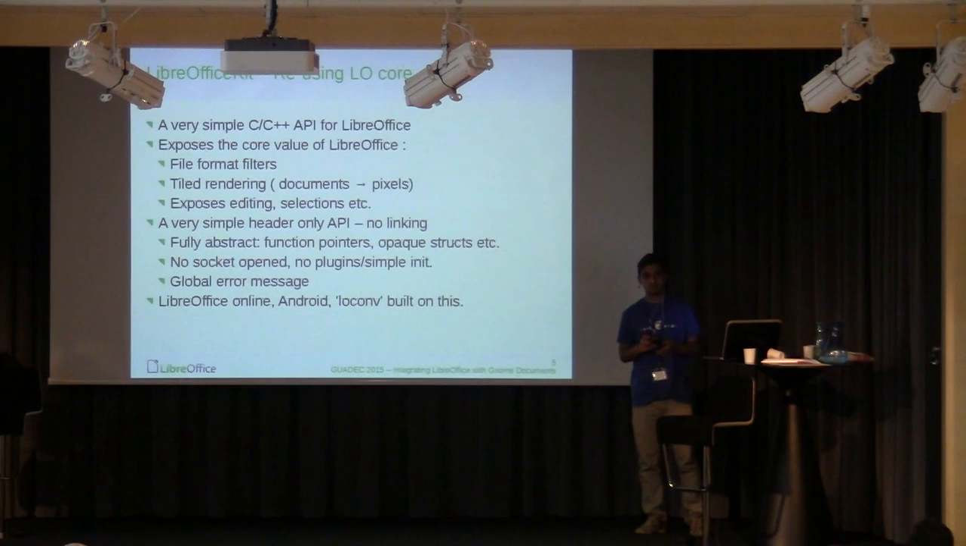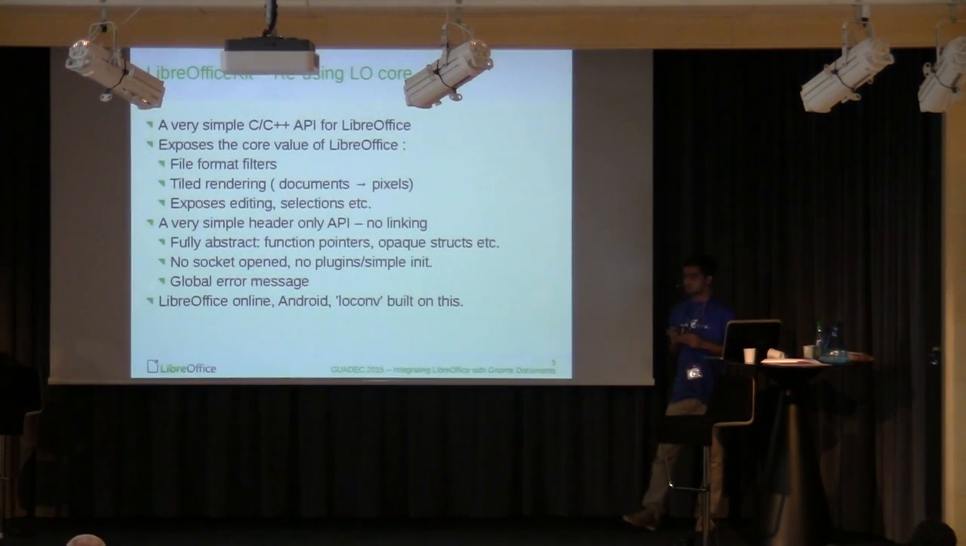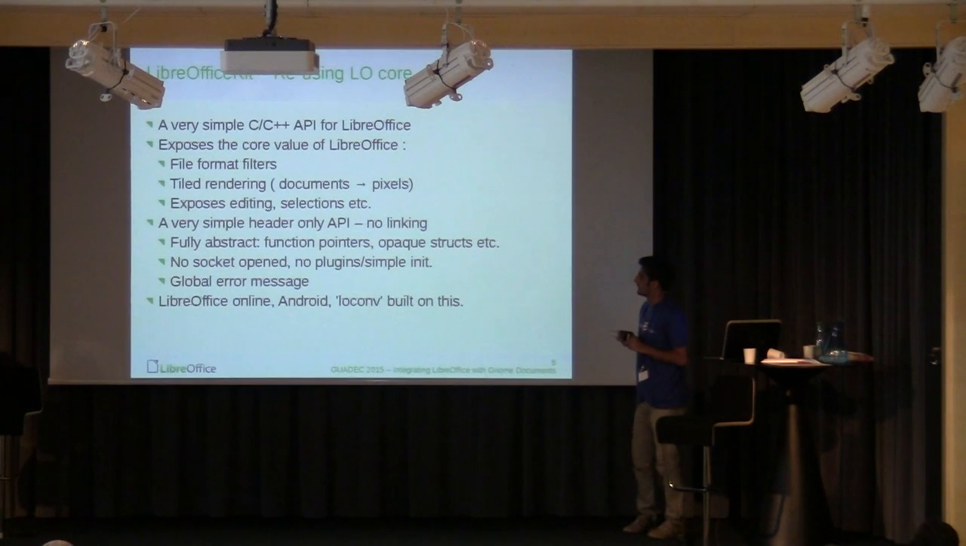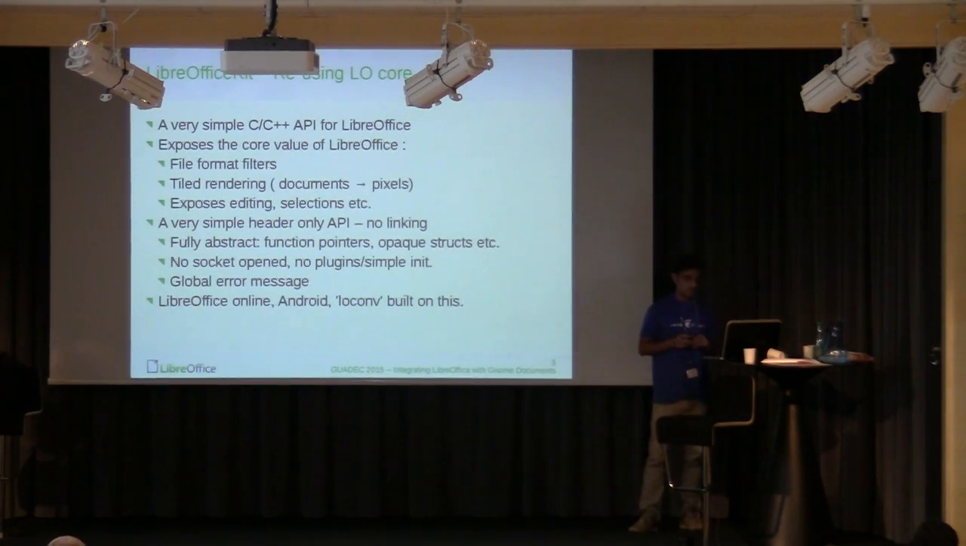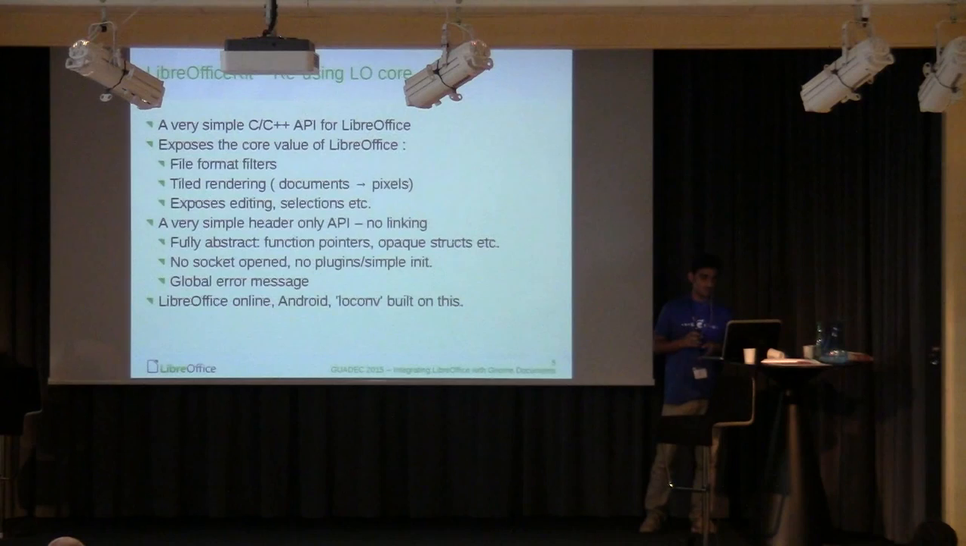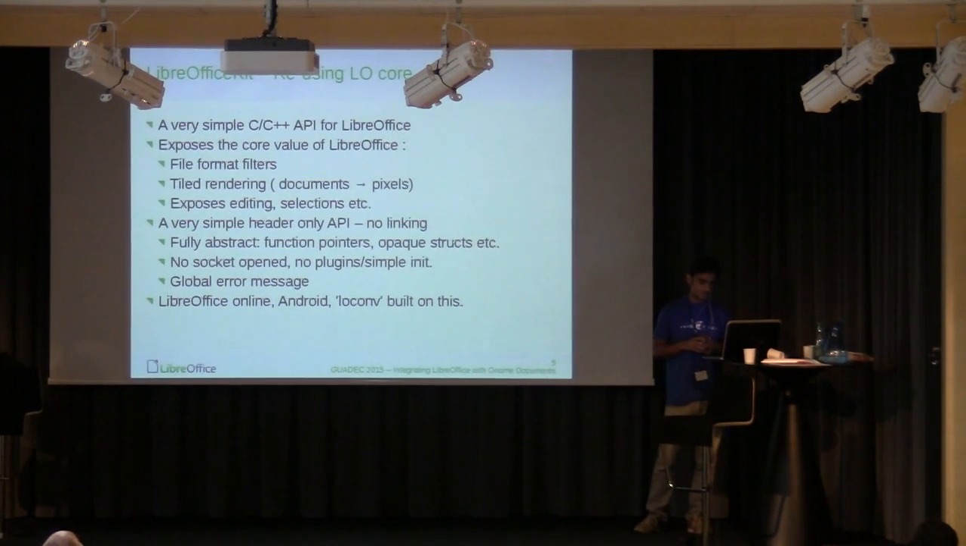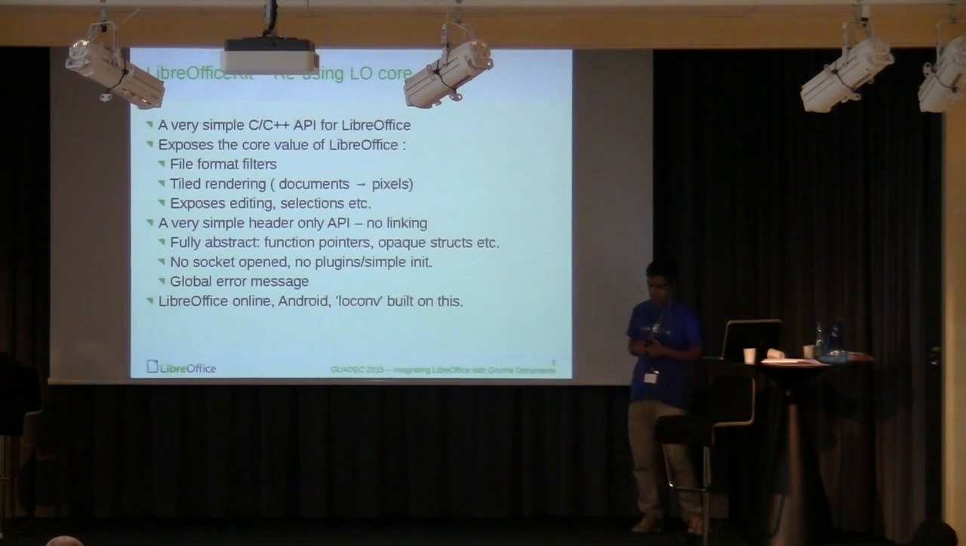So for those of you who don't know what tile rendering is, it's like converting a huge document into small tiles, so that you don't have to render the whole document at once. It exposes the editing and selection functionalities, and it has a very simple header-only API, no linking is required. There are other clients also at present who are using this LibreOffice Kit, such as LibreOffice Online, LibreOffice Android, and Unoconv is also built on this.